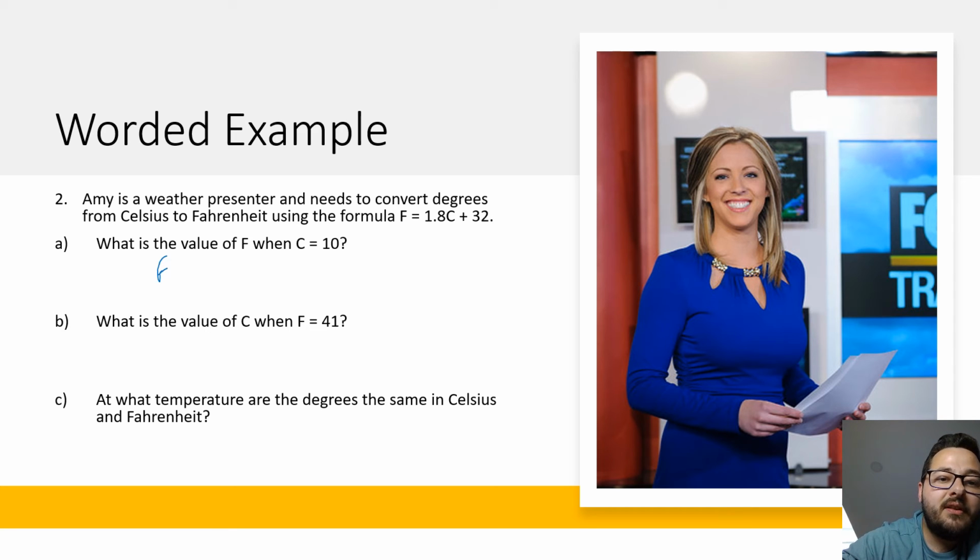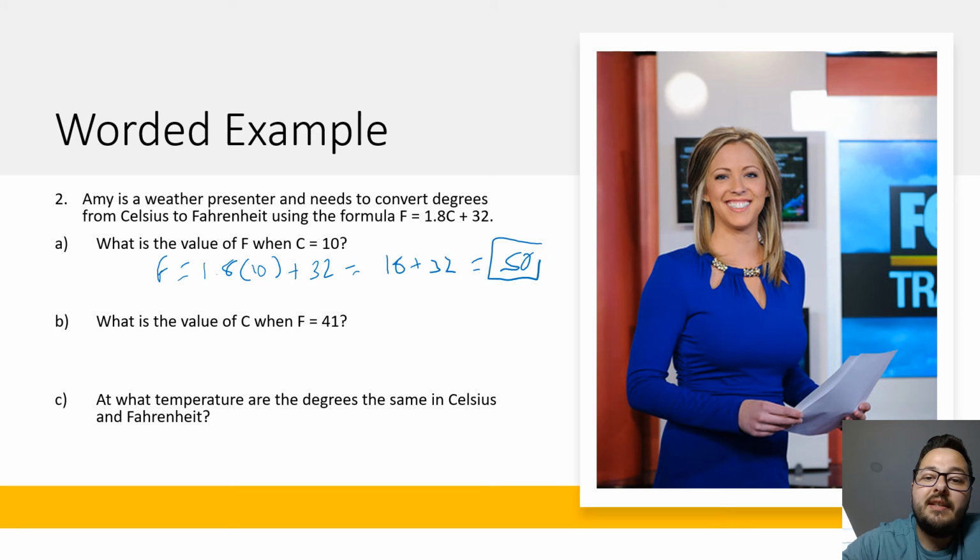So F is going to be 1.8 times C, but C is 10, plus 32. Now 1.8 times 10 is 18, and 18 plus 32 is 50, so that's going to be 50 degrees Fahrenheit.